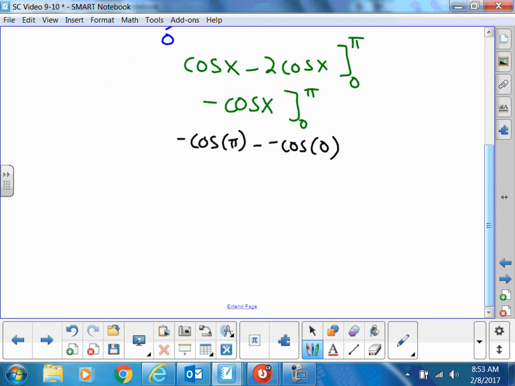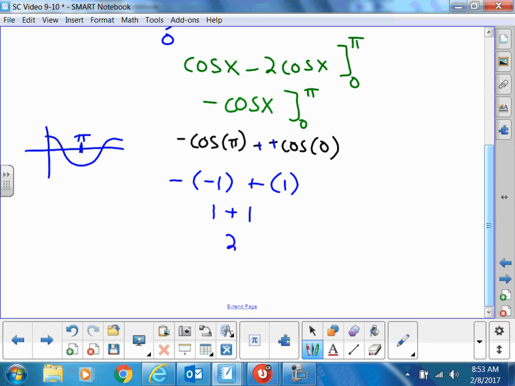And remember, you always have to evaluate trig functions. So there's our basic cos graph. So we've got minus, cos of pi is negative 1. That really became a plus. Cos of 0 is 1. So this gives us 1 plus 1, which is 2. So our area between those two curves is just 2.